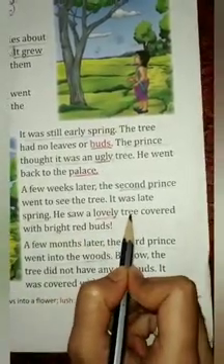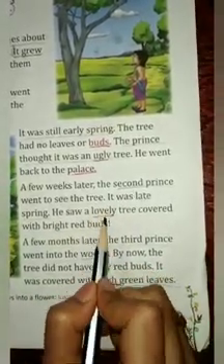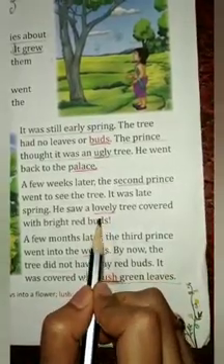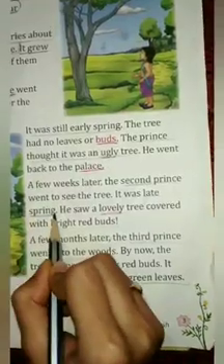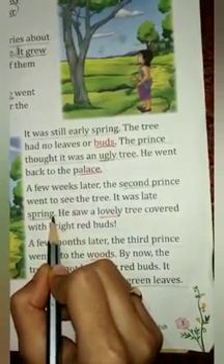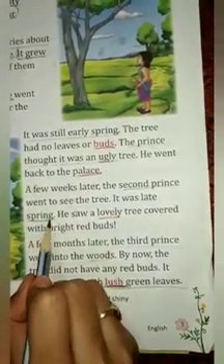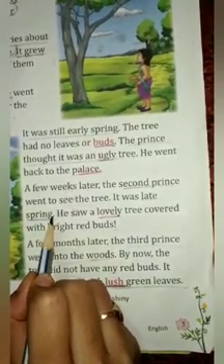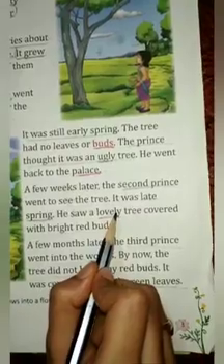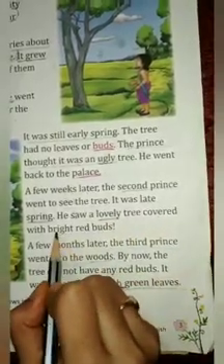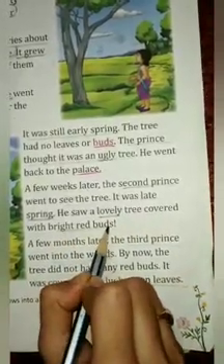A few weeks later, the second prince went to see the tree. It was late spring. Here, late spring means spring season खत्म होने वाला था. And he saw that the tree was covered with beautiful red birds.